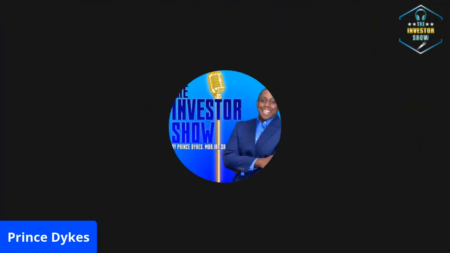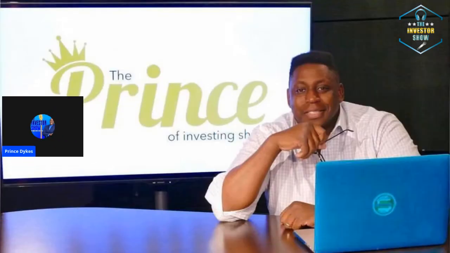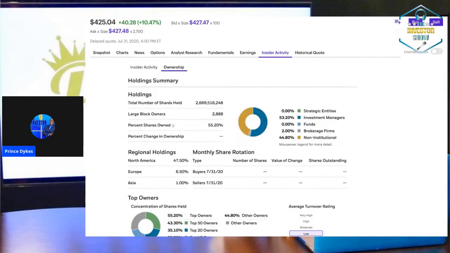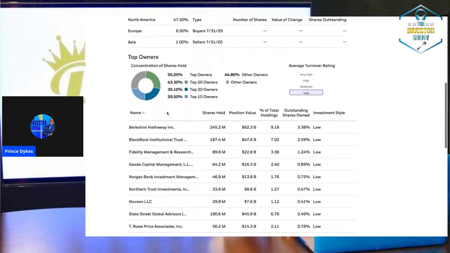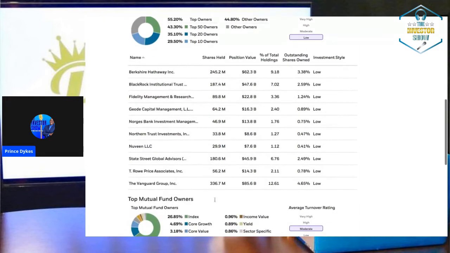Let's stop sharing that screen and pull up our next screen. All right. So once you type in Apple, you go to investor activity, go to ownership, top owners. It tells you the top owner is Berkshire Hathaway, 245 million shares. Just imagine how many they're going to have when they do the stock split. Then you have BlackRock, followed by Fidelity, right? Then you just go all the way down.